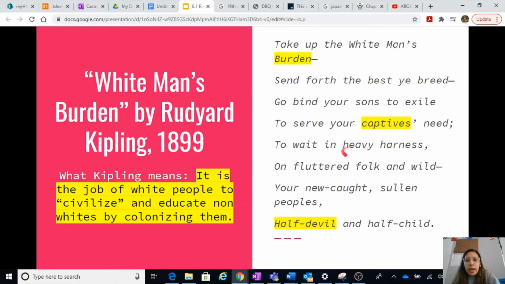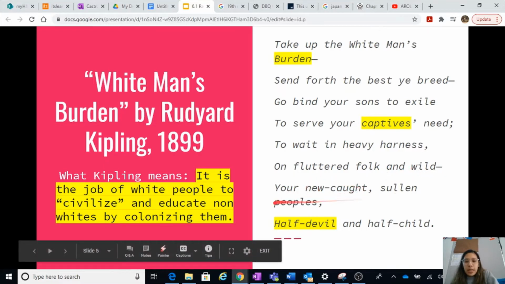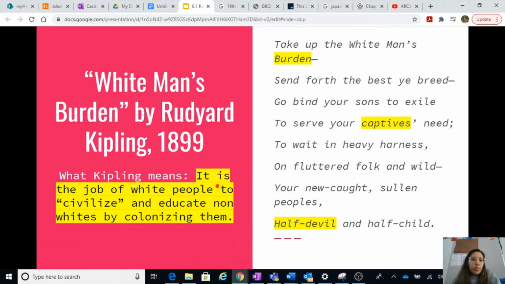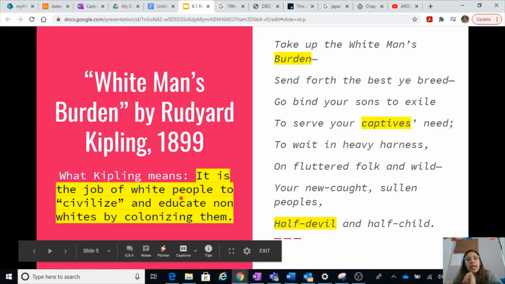"To wait in heavy harness." A harness is like what you put on your pets, like a leash to keep them from wandering off. "On fluttered folk and wild, your new-caught, sullen peoples, half devil and half child." So what Kipling means by using all of these different words is that it is the job of the white man to civilize and educate non-whites by colonizing them.